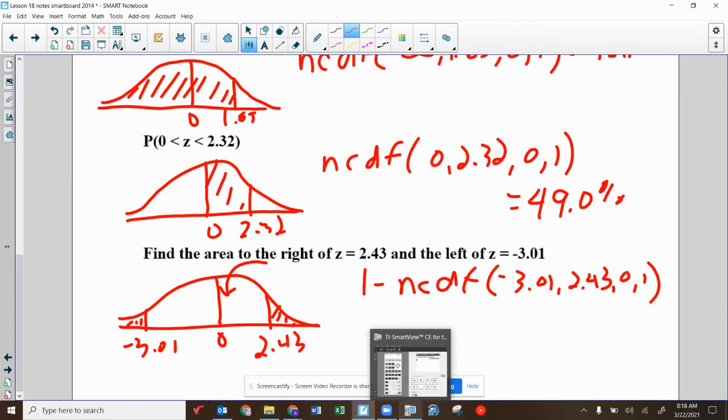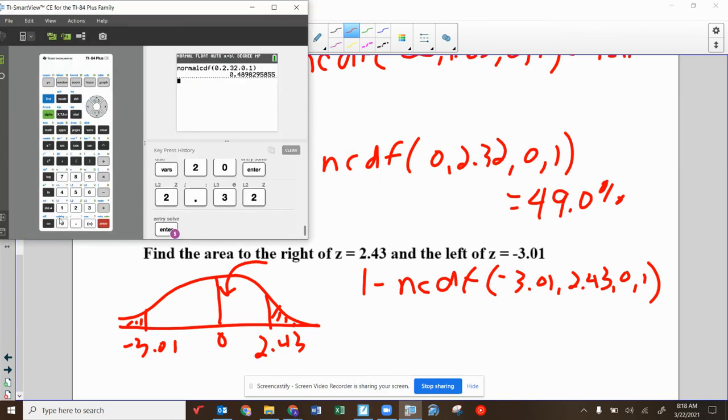So again, you could do to the right of 2.43, get an answer. Do to the left of negative 3.01, get an answer. Add the two answers together. Or you could do it this way. 1 minus normal CDF of negative 3.01, 2.43, 0, 1.